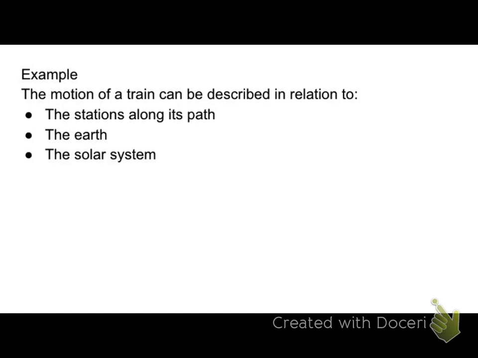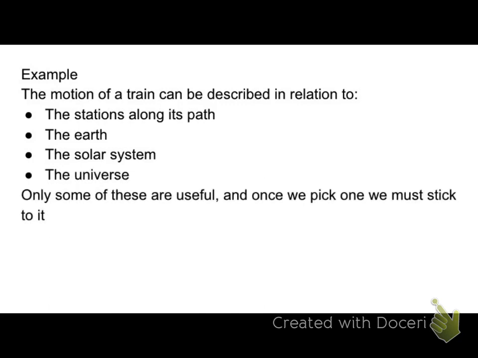So we need to pick one frame of reference, find a useful one, and make it consistent. We can't, in the first half of our problem, discuss the train's movement compared to the train stations, and in the second half compared to the solar system, because that's going to cause problems. Your frame of reference needs to be consistent throughout the whole problem. So, like I said, only some are useful. Pick one, stick to it.